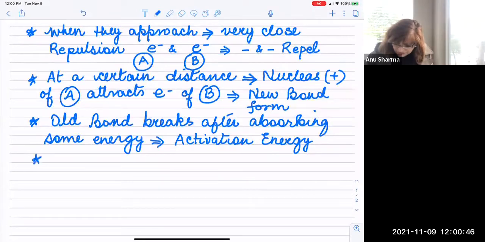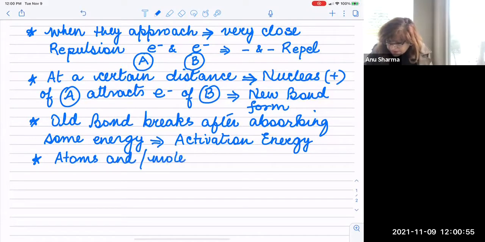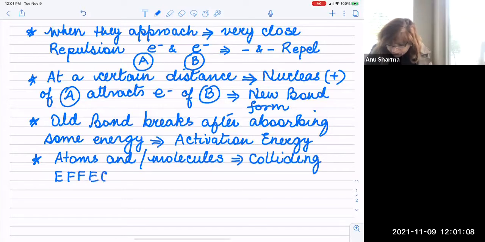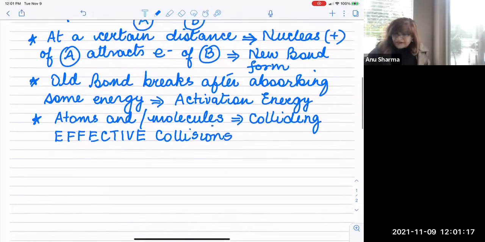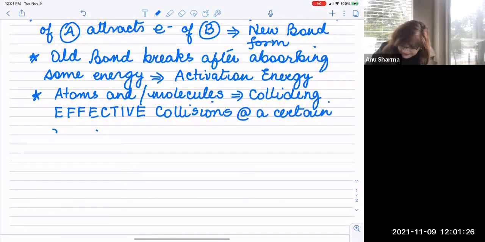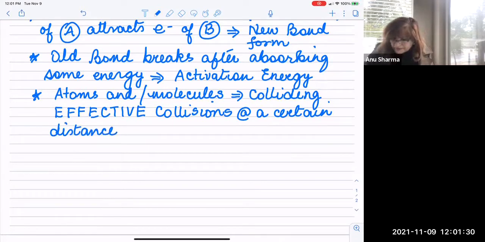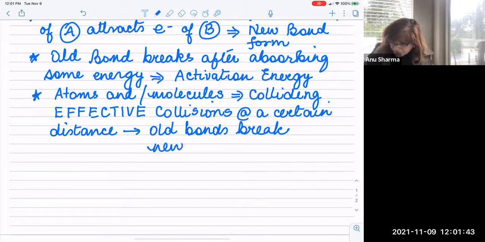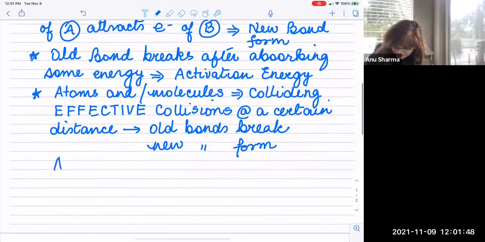So in the collision theory, the atoms and or molecules collide with each other, because reactions can be made up of anything. But it's not just that they're colliding. These collisions have to be effective collisions. Effective collisions are where the old bonds are breaking and the new ones are forming. The effective collisions are always going to be at a certain distance and with a certain force. So the old bonds break and the new bonds form, and then the attraction is maintained.